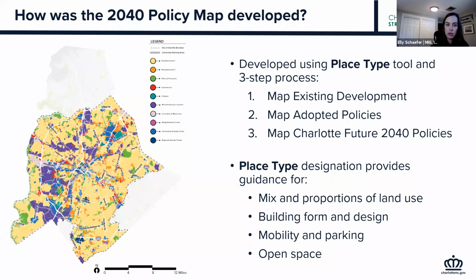And then the third map is the 2040 policy map. So this step built upon and revised that second map to reflect the comprehensive plan policies. So by building off the adopted policies map, this process doesn't erase past planning efforts that are still valuable to our community. Instead, it respects what's working for our community and only revises the shortcomings that fail to address the city's current and future needs.